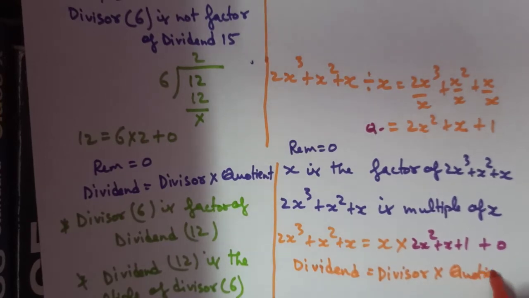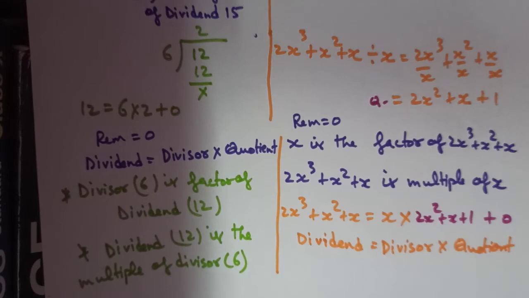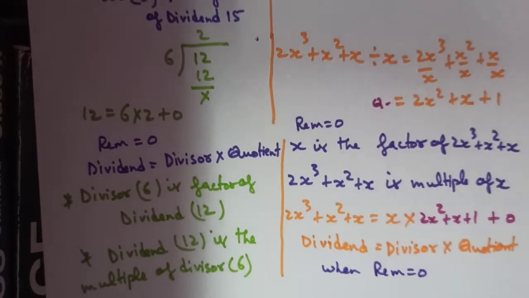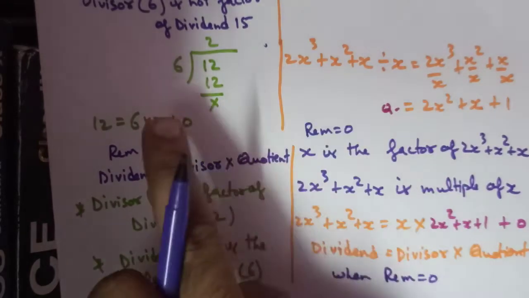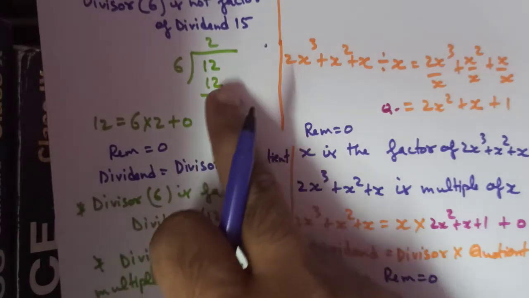Since the remainder is 0, in this case this is also verified. If the remainder is 0, then dividend is equal to divisor into quotient. This is the case when remainder is equal to 0. So the very simple side by side I have shown you. In the first case I have shown arithmetically.